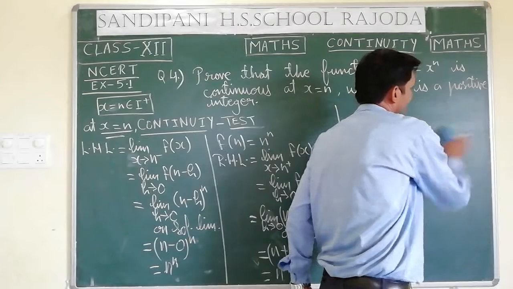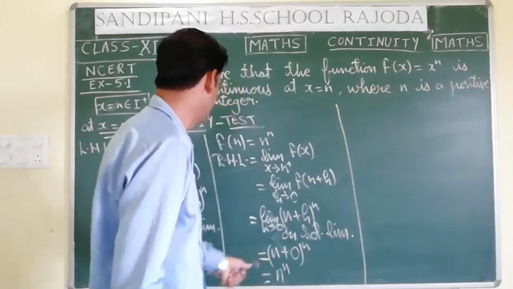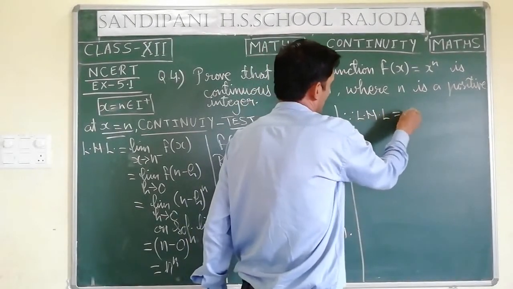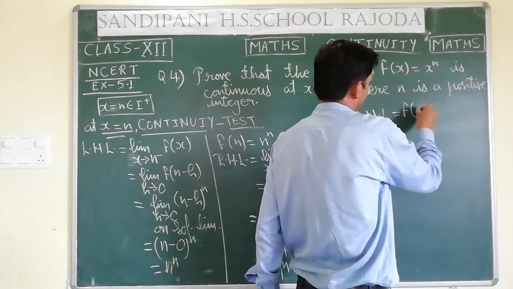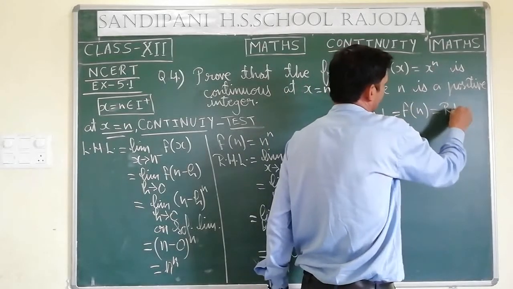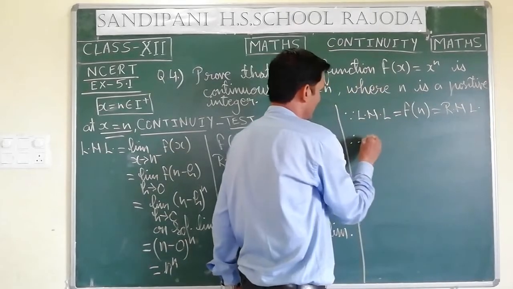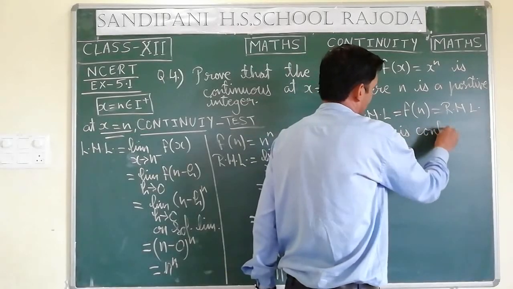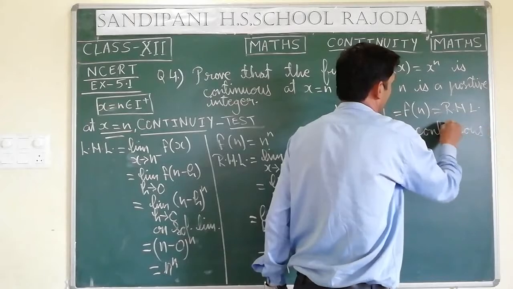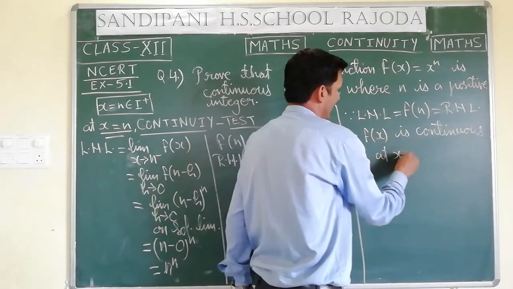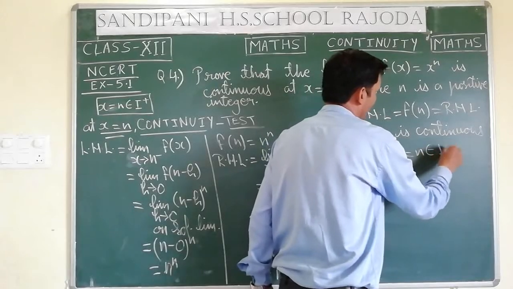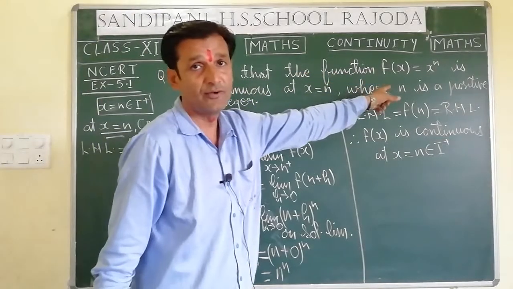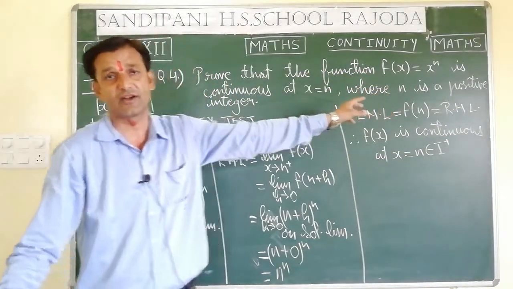So now, because LHL is equal to f of n is equal to RHL, therefore f of x is continuous at x is equal to n, which is an element of positive integer. So in this way we can check the continuity of such type of exponent function.